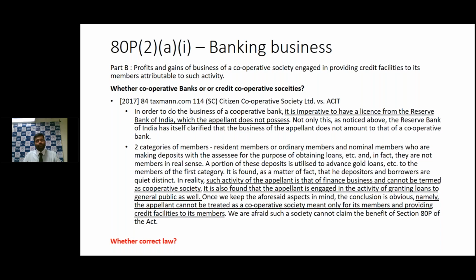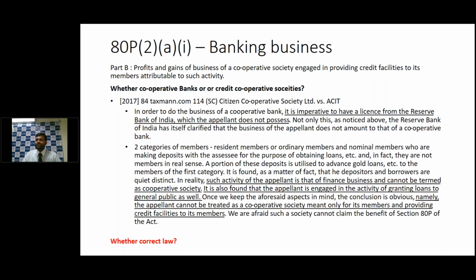So in this case, there were two types of members, resident and ordinary members, plus there were some nominal members who were making deposits with the assessee, and these deposits were utilized to advance loans to the resident and ordinary members. Therefore, loans were taken from outsiders and loans given to members. The Supreme Court held that this is nothing but a finance activity. The Supreme Court also found that you are engaged in granting loans to the general public as well.